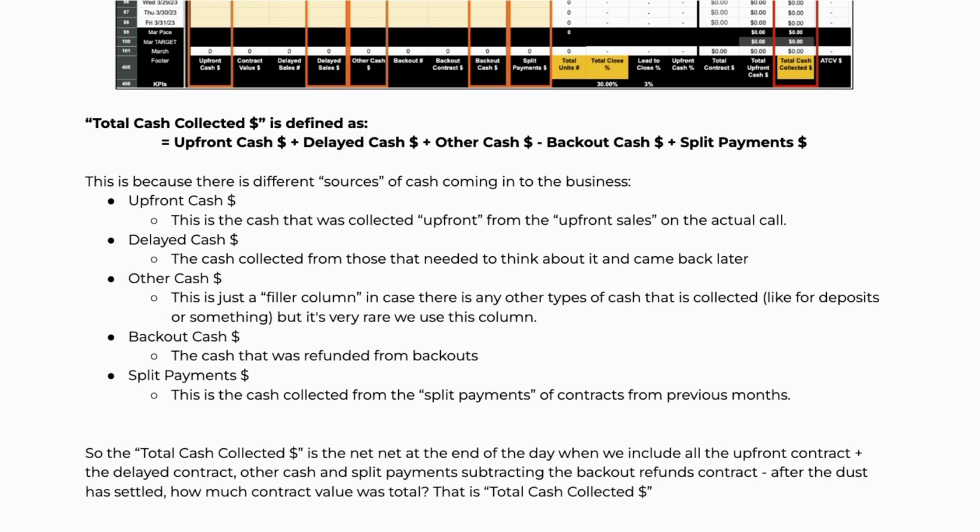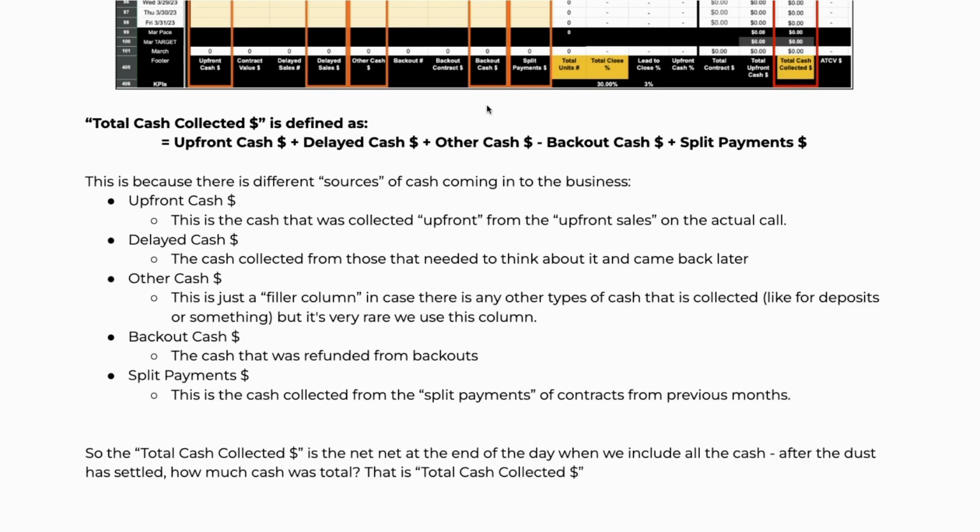But again, you'll see what it's doing is it's basically summing up all of the aspects of cash across the entire business and then subtracting the backout cash, aka the refunds, and then giving us that number of, hey, what is the total cash in the entire business? Net. So it's basically net at the end of the day, after we include all the cash, subtracting all the refunds, all of that kind of stuff, net cash collected, actually processed, okay, after the dust has settled, how much was the total cash in the business for that month?